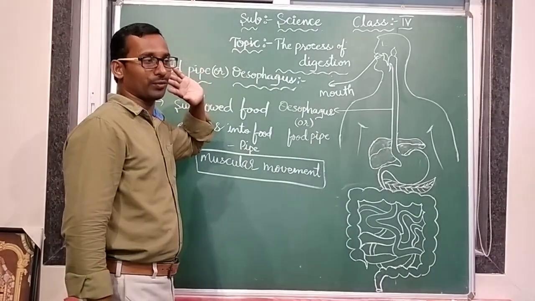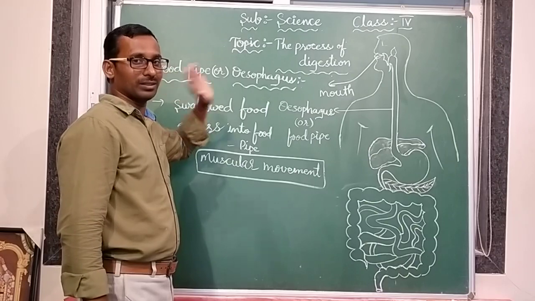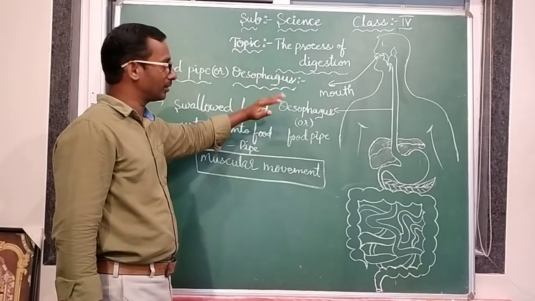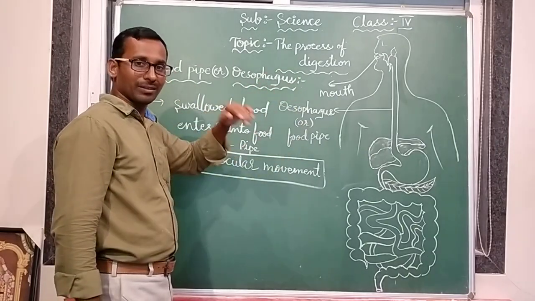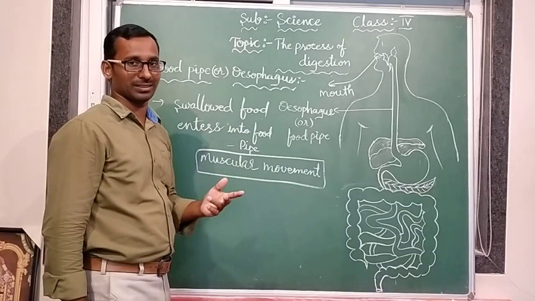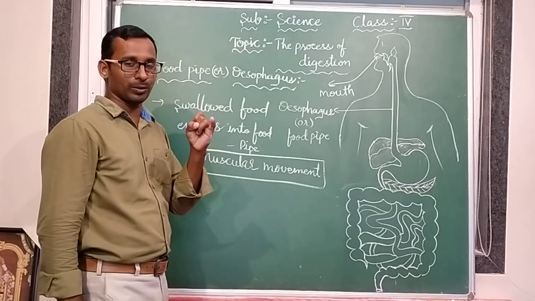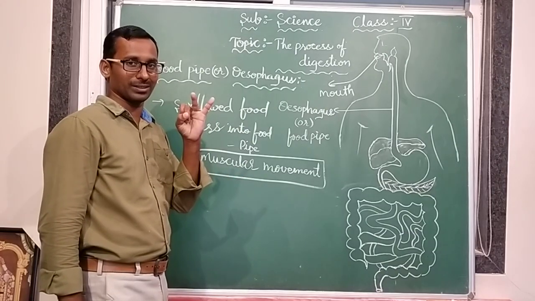That one is called the esophagus. These are the two parts in the digestive system that are completed. The remaining parts we will discuss in the next class. Is it clear about the mouth, the food pipe and the esophagus?